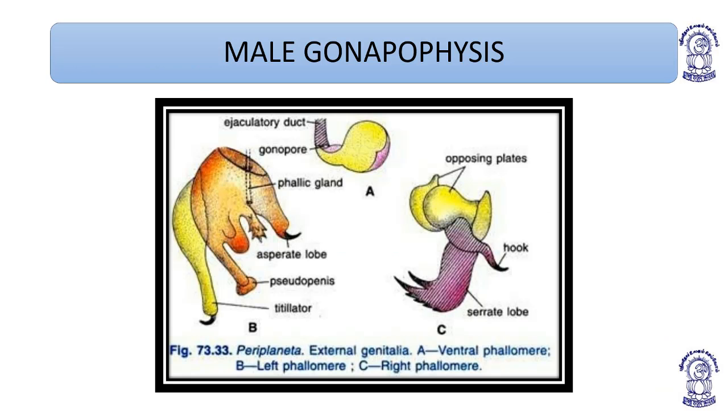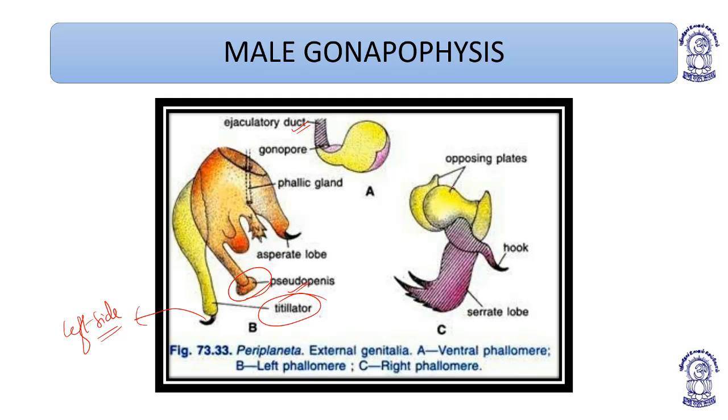These are the male gonapophyses. You can see that diagram. Ejaculatory duct, gonopore. This is the phallic gland aperture. Aspirate lobe, you can see the aspirate lobe has a hook. Pseudopenis, copulatory organ, titillator. This is the titillator, which also has hooks on the left side.